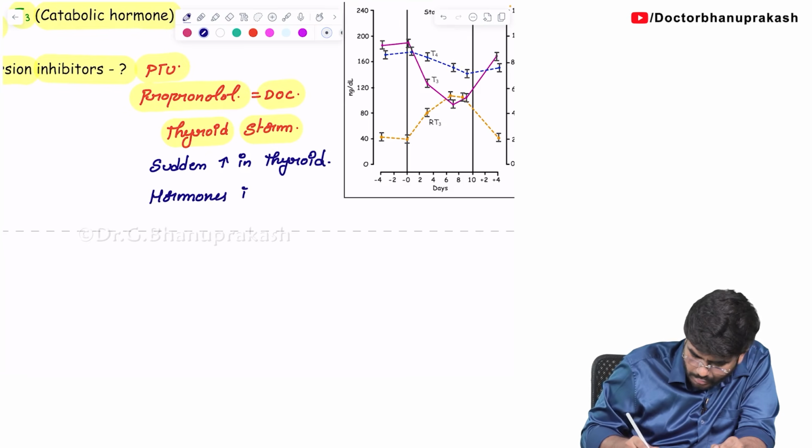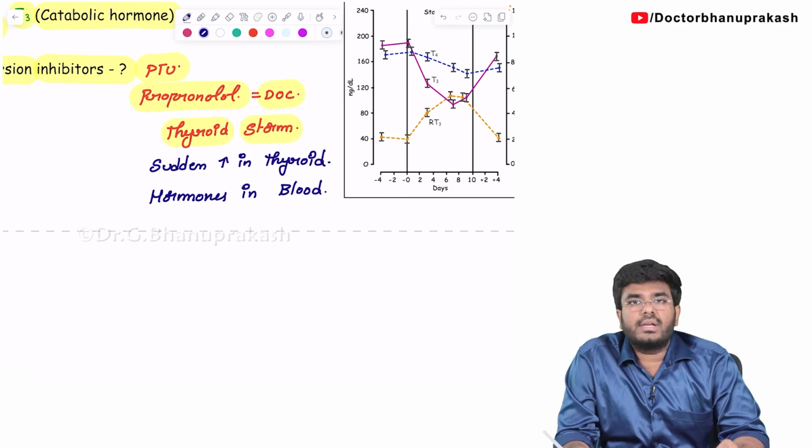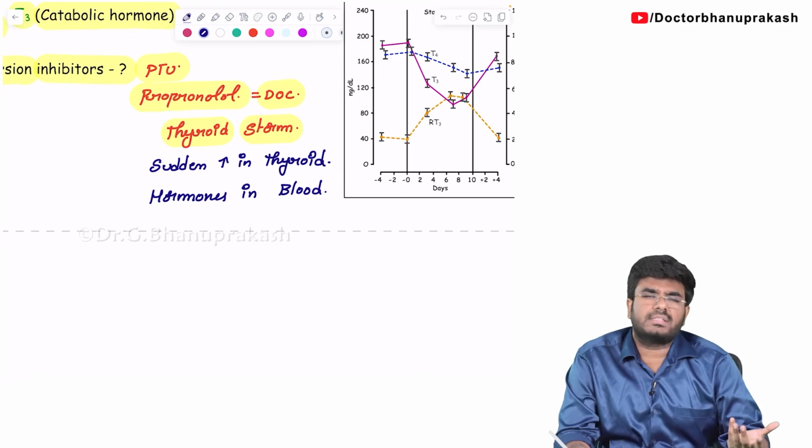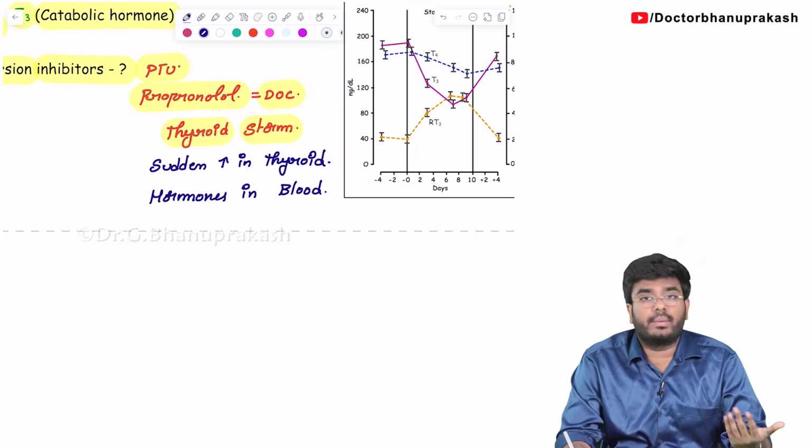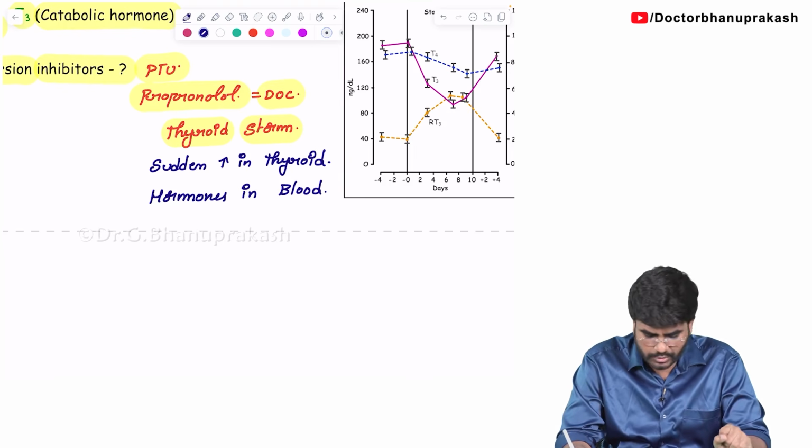Okay, a sudden increase in thyroid hormones in the blood. That condition is called a thyroid storm. Whenever the thyroid hormones are suddenly increased in the blood, they can lead to high heart rate, increase in BP, and increase in body temperature. So it causes a lot of problems. That is called a thyroid storm.